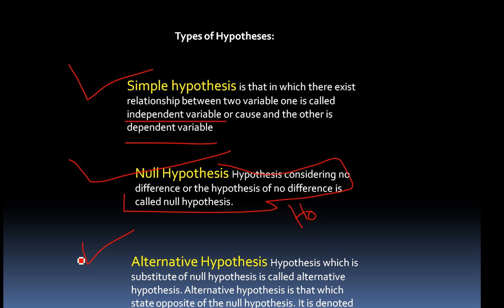Third one is alternative hypothesis. The hypothesis which is a substitute for the null hypothesis is called the alternative hypothesis. The alternative hypothesis is that which states the opposite of the null hypothesis, and it is denoted by HA. The null hypothesis is accepted when the alternative hypothesis is rejected. The null hypothesis is rejected when the alternative hypothesis is accepted. So remember this.